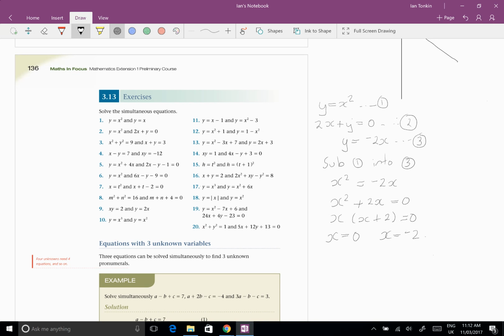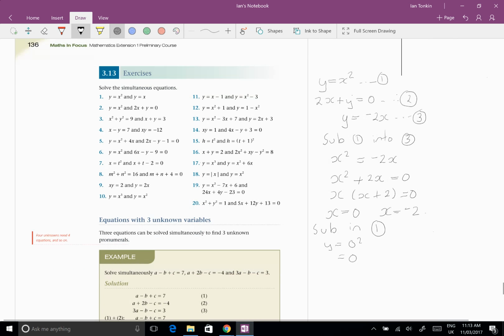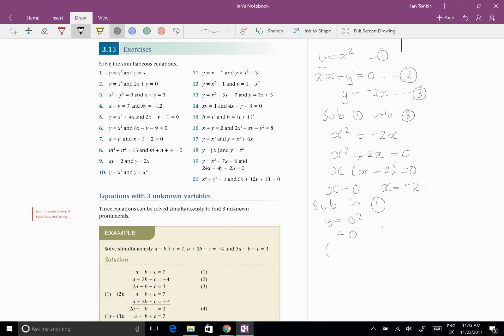I realise that that's not the full solution, so I will sub those values into equation number 1, and I'll get y equals 0 squared, so I'll get y equals 0, and I'll get the point 0, 0, and over here I'll get y equals negative 2 squared, and that'll give me 4, so I get negative 2 and 4.